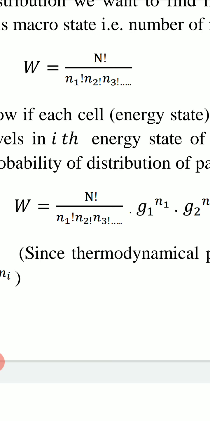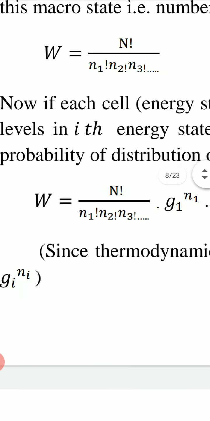And in numerator we have factorial of these total number of particles n1 plus n2 plus n3 plus n4 and so on, and it is equal to capital N. So in numerator we have factorial of capital N, the sum of n1, n2, n3 and so on.